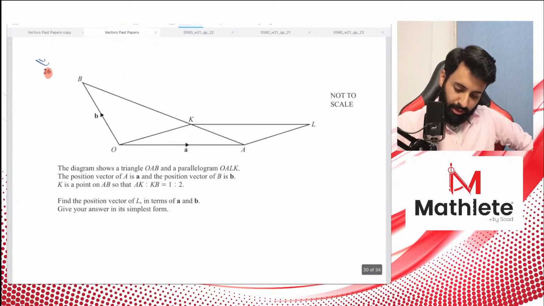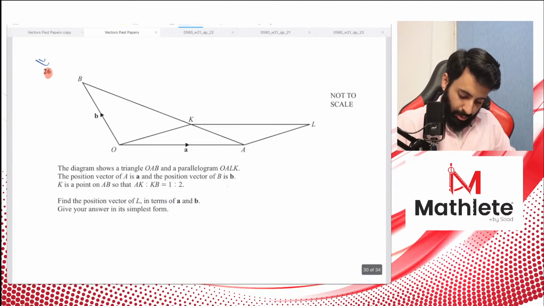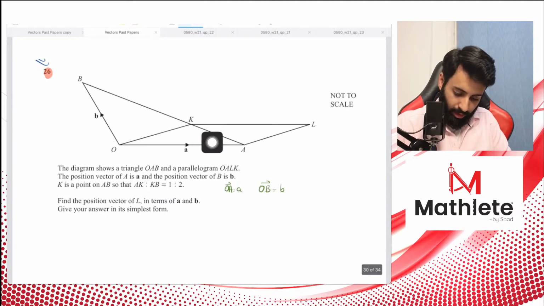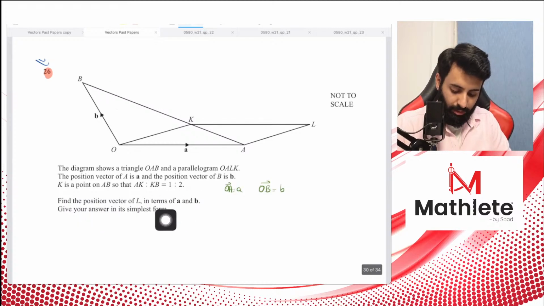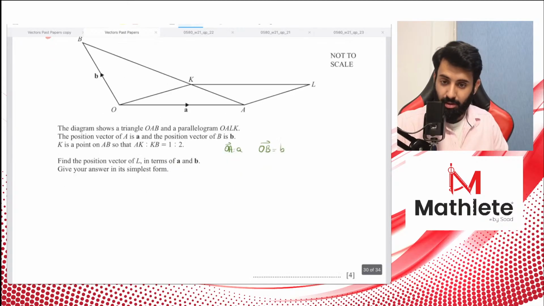All right. So let's see what this says. It says the diagram shows a triangle OAB and a parallelogram OALK. The position vector of A is A and the position vector of B is B. So that basically means that OA equals A and OB equals B. K is a point on AB, so K right here is a point on AB such that AK and KB are in the ratio 1:2. Find the position vector of L in terms of A and B. Give your answer in its simplest form. Okay, and this is a 4-mark question.